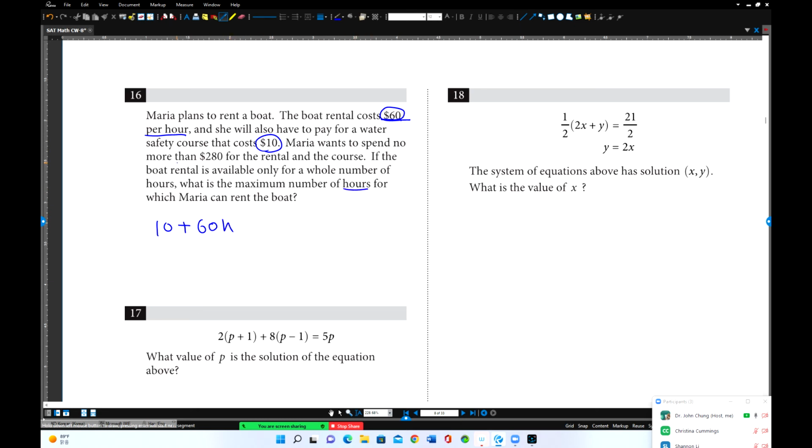But she cannot spend more than $280. It should be less than or equal to 280. You can solve it this way. That is an inequality. So minus 10 on both sides, that is 270. So H equals how much? 3.5. Okay? 3.5.